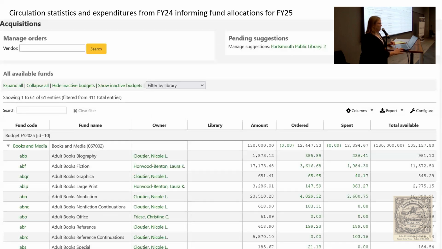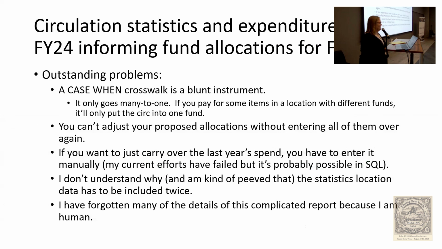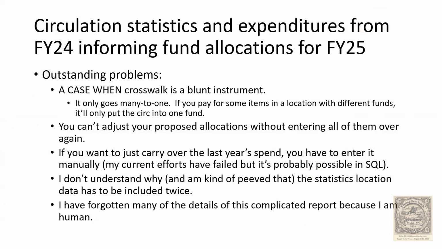Okay. Phew. And I think my favorite point of the slide is to say, wouldn't it be nice if there was just a little thing right there? I think that was my point. Okay, so outstanding problems. A case when crosswalk is a blunt instrument. You can't adjust your proposed allocations without entering them all over again. Wouldn't it be nice if you were just in a live spreadsheet or a live web page?